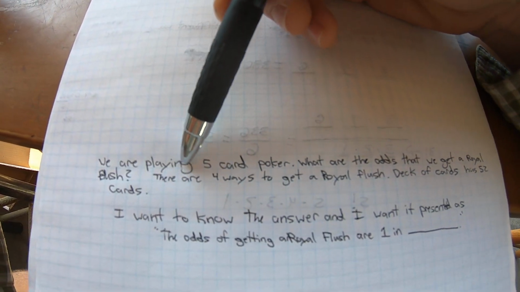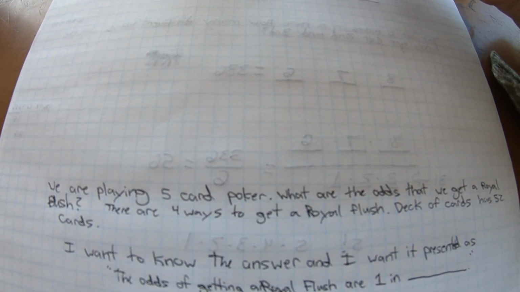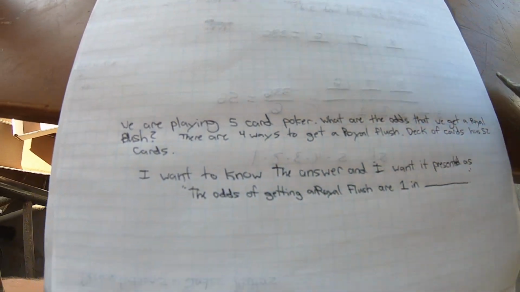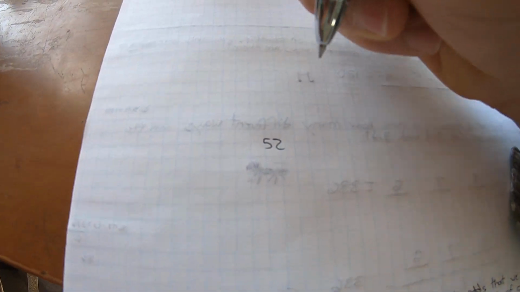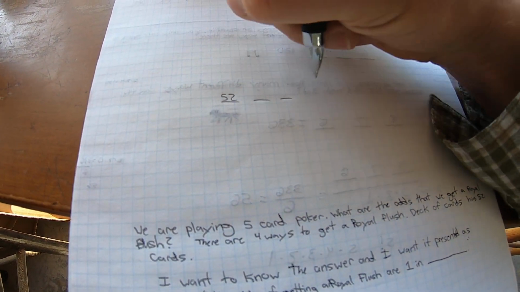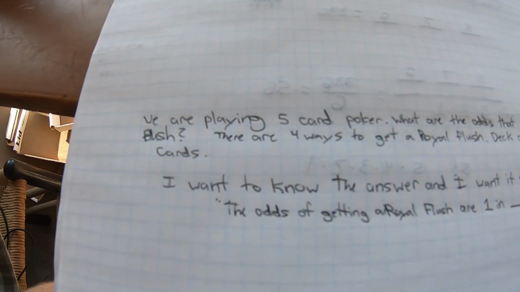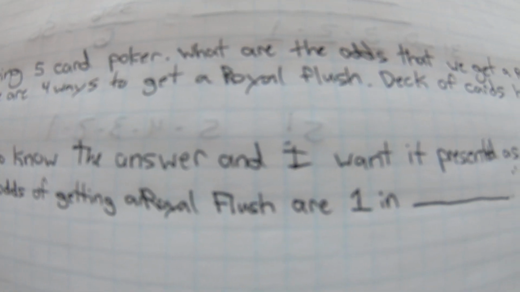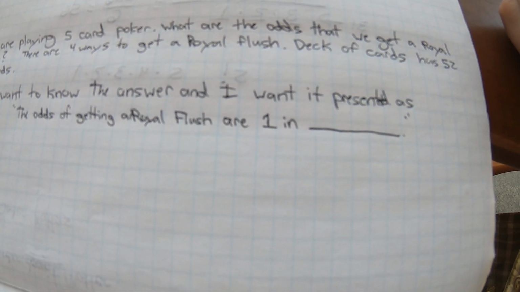So royal flush. There are 4 different ways to get a royal flush because there are 4 different suits in a deck of cards. A deck of cards has 52 cards. That means you're going to do it. I'm just going to give you a little hint. You're going to start with 52, and then you're going to do something similar to this. All right. And I want the answer presented as: the odds of getting a royal flush are 1 in, and this will be the odds right here, 1 in blank.